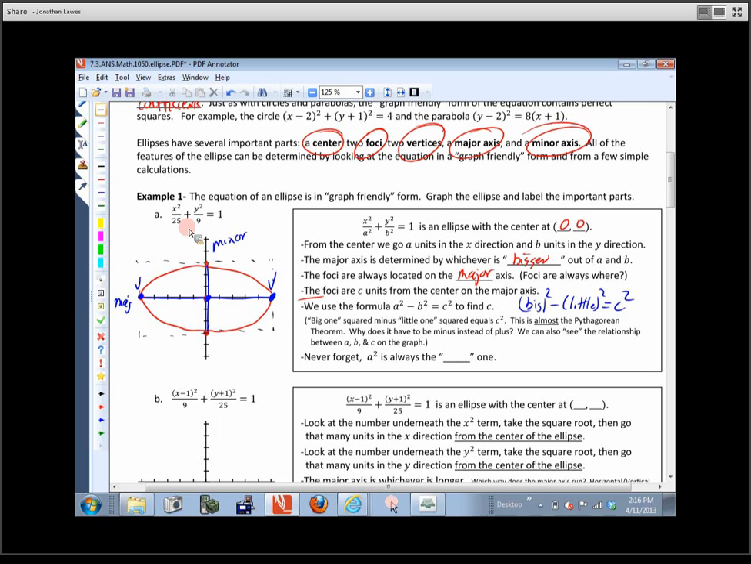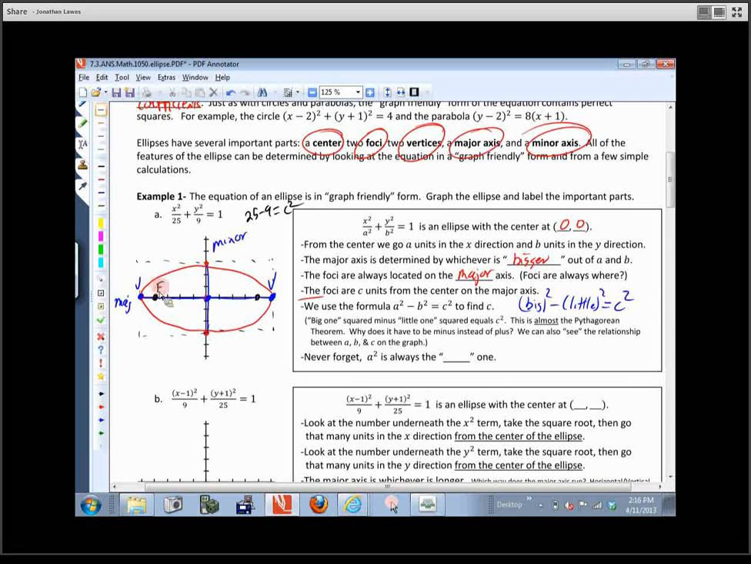And why is it minus? Because you've got to make sure it's inside that little rectangle that we drew, that little ellipse that we drew. With me there? So in this case, if I do the big one squared minus the little one squared, that would be 25 minus 9, right? And that would be C squared. So what's C? C is 4. So that means I'm going to go 4 units along the major axis this direction and 4 units along the major axis this direction. And there are the foci.